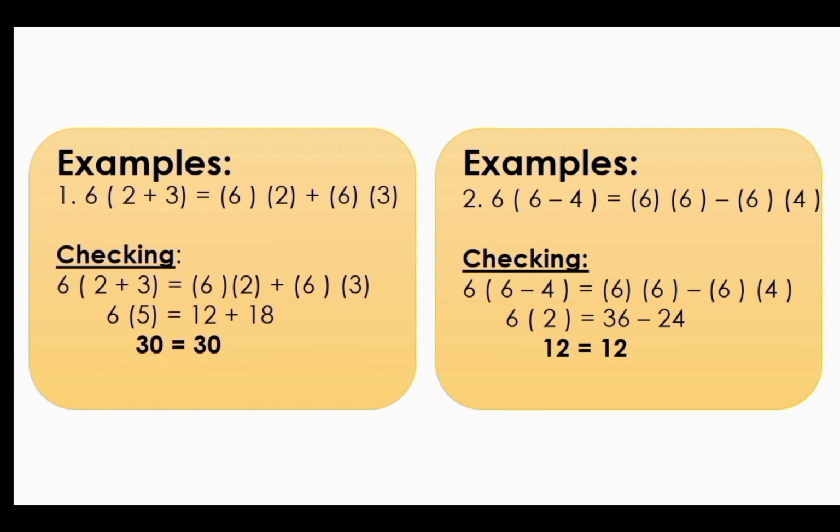Another example. Let's first solve what is inside the parentheses again. 6 minus 4 is 2. Then 6 times 2 is equal to 12. Then 6 times 6 is 36. Minus 6 times 4 is 24. So 36 minus 24 is 12 also.